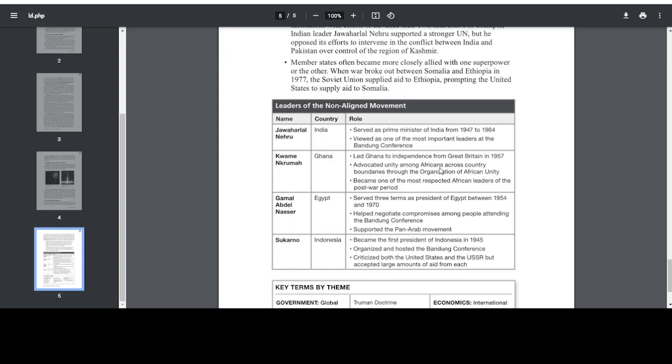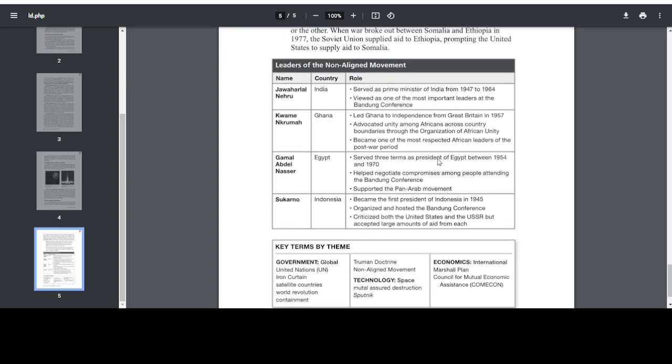Leaders of the non-aligned movement. Name, country, role. Name, Jawaharlal Nehru. Country, India. Role, served as Prime Minister of India from 1947 to 1964. Viewed as one of the most important leaders at the Bandung Conference. Name, Kwame Nkrumah. Country, Ghana. Role, led Ghana to independence from Great Britain in 1957. Advocated unity among Africans across country boundaries through the Organization of African Unity. Became one of the most respected African leaders of the post-war period.